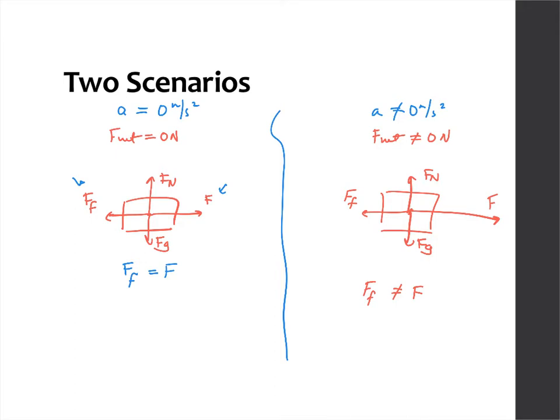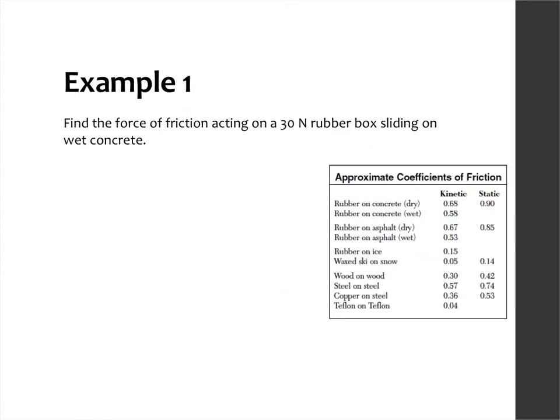That means you need to use F net equals MA to figure out what that net force is, so you can figure out the differences between the left and the right sides. Okay? And so here I'm going to go over a simpler example where you're just using this equation, F of F equals mu times F of N. This is on the simpler side, which requires the use of the reference table though.